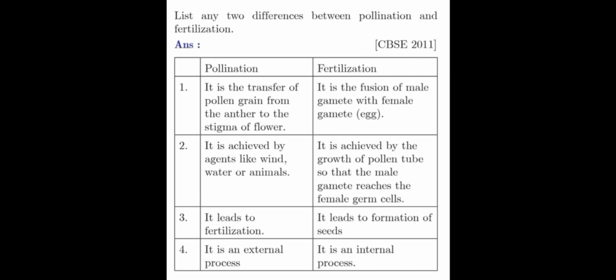Pollination leads to fertilization. Fertilization leads to formation of seeds. Pollination is an external process. Fertilization is an internal process.